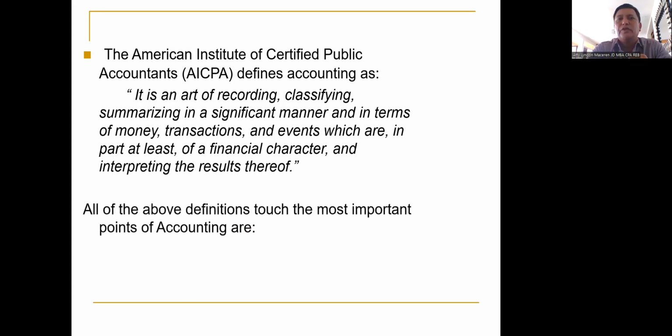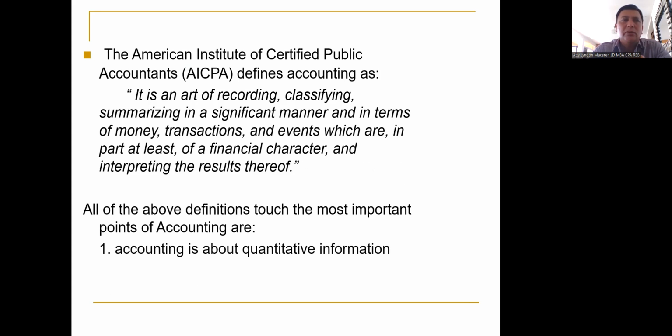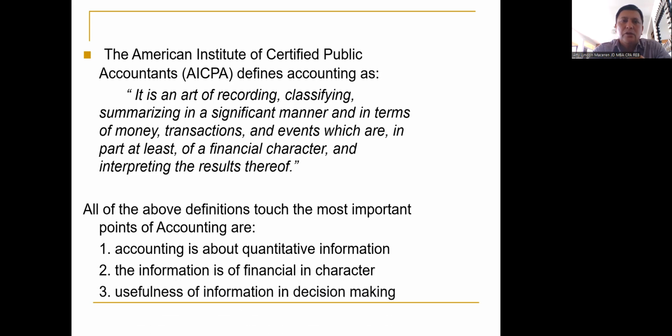Now, all the definitions which we have read and discussed touch the most important points of accounting, which are that accounting is about quantitative information, and the information is of a financial character. So meaning in terms of money, no? And then the usefulness of information is to make better or wise decisions.